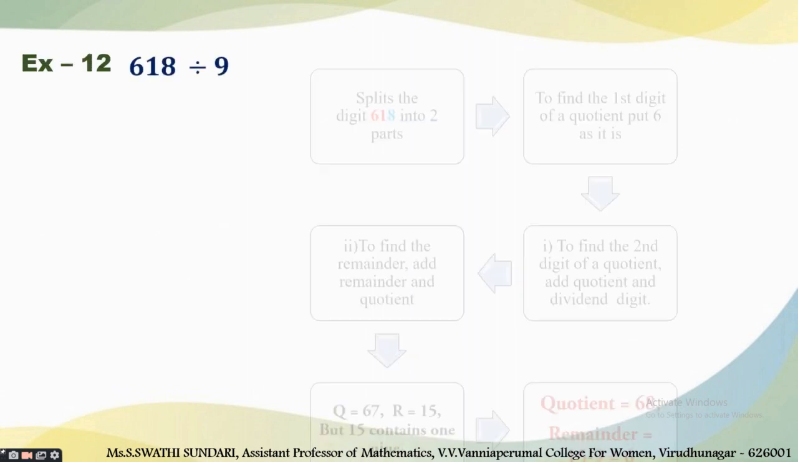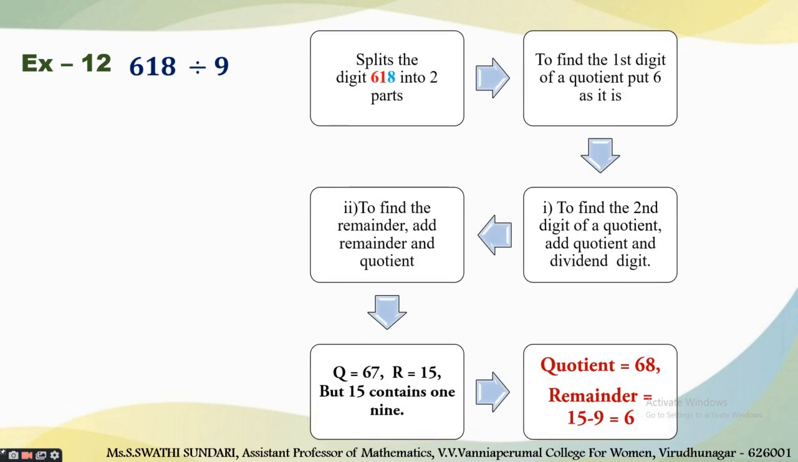And now we have to solve this problem, that is 618 divided by 9. As usual, we have to split the digits as quotient and remainder. We get the quotient as 61 and the remainder is 8. To find the first digit of the quotient, put 6 as it is. And we have to find the second digit of the quotient. We have to add the number 6 to the second digit of the dividend, 1.